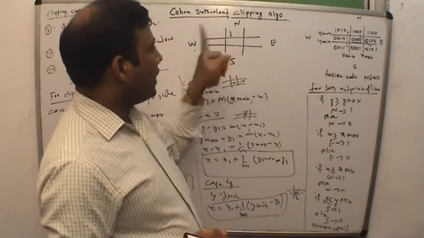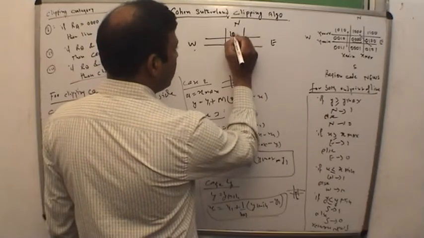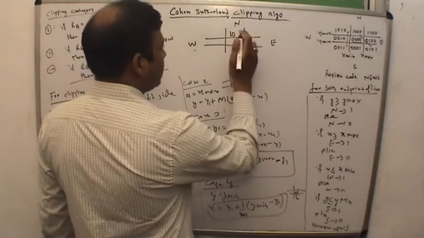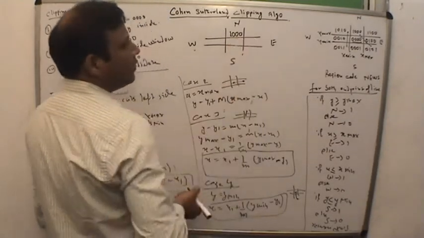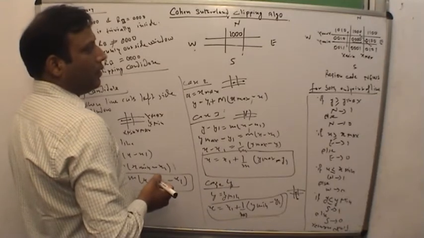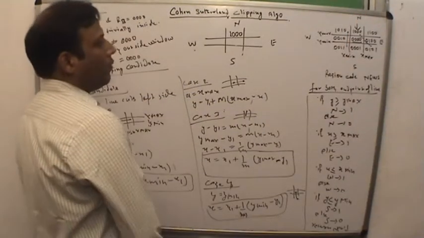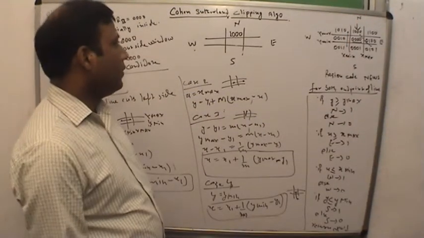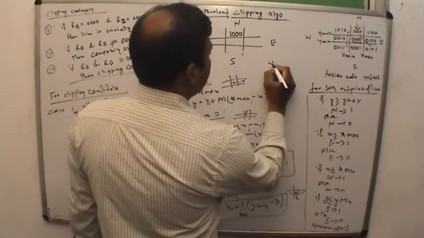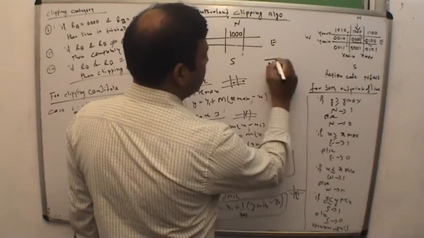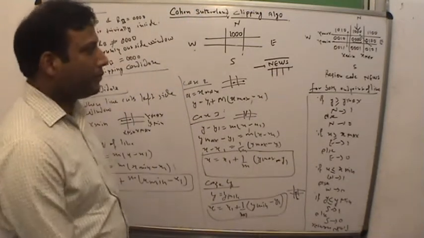This is north, so we set the value 1, and this is northeast, so we set the value 0, and this is northwest, so we set the value 0, and this is south, so we set the value 0. So the value of this box is 1000. We set the values according to the NEWS region. We call this the region code: north, east, west and south.